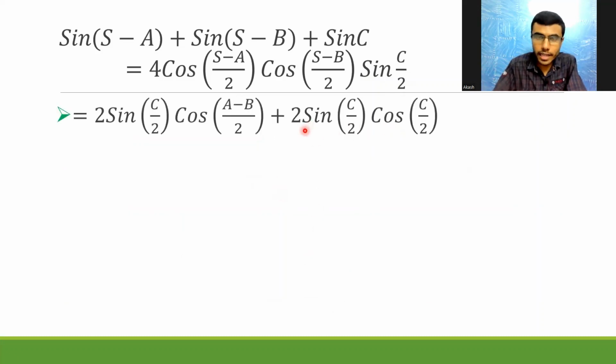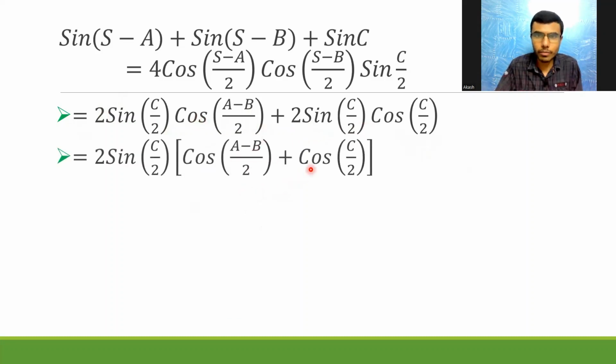Now, as I mentioned, sine c I wrote as 2 sine c by 2 cos c by 2, and here I got sine c by 2. Now, in these two terms, I can take 2 sine c by 2 common. So I'll be getting something like this: cos a minus b by 2 plus cos c by 2.